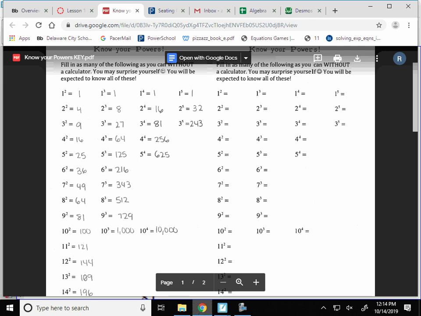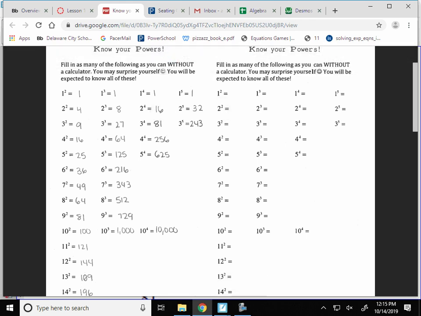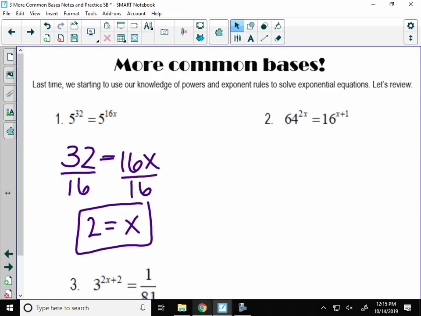Do you see one of these guys here that uses 16 and 64? 4. Now, is there anything else you could use potentially other than 4? 2. Yes, 2 to the 4th is 16, and then actually 2 to the 6th is 64. So you could use either 2 or 4. Do you think it matters? No. So which one do you want to use? 4. Okay. So let's rewrite the 64.